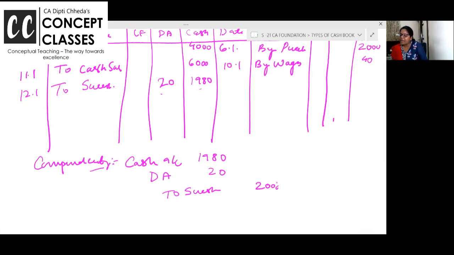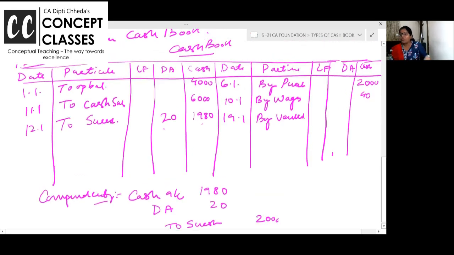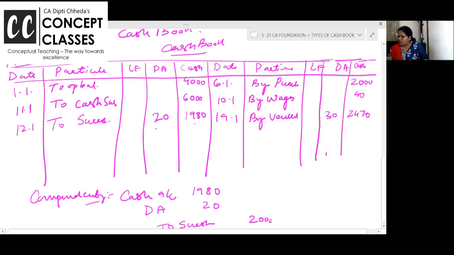Cash is paid to Venkatesh on 19th of January by Venkatesh. Venkatesh account debit and cash is going out. Venkatesh is the receiver. 2470. So we are paying him. Venkatesh is receiver. How much he is receiving cash from me?